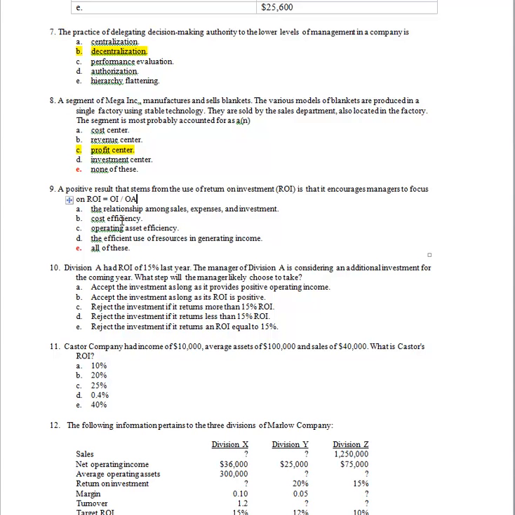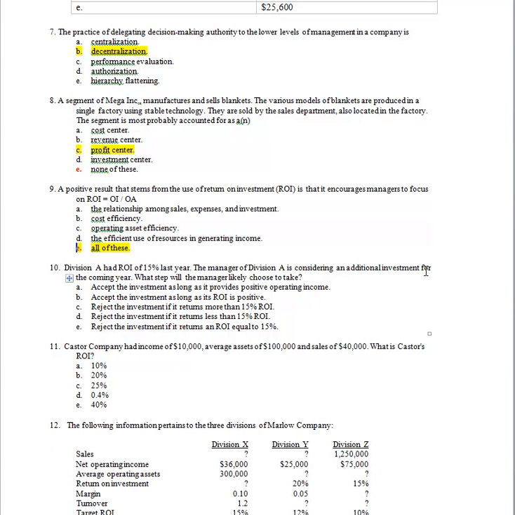Has you focus on cost efficiency? Well, that's also true, because if you're cost efficient, then your expenses are low, so it makes your income higher, which gives you a higher ROI. Operating asset efficiency, well, that's true, because to have a high ROI, you want the asset number to be as low as possible. And then the efficient use of resources in generating income, well, that's also a true statement. We want to generate as much income as possible. So your answer on 9 is E.